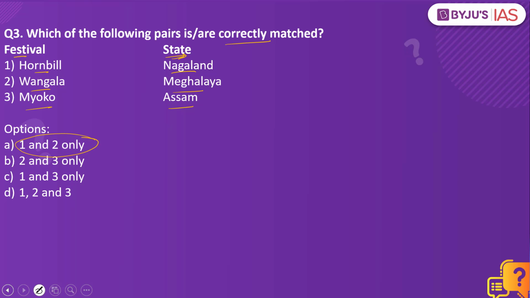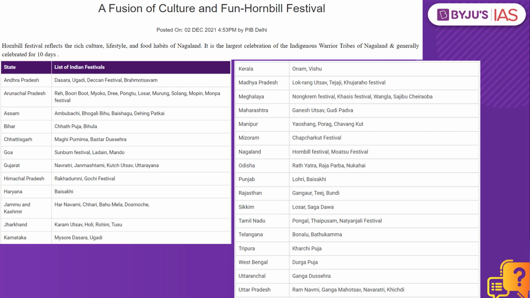Why have we taken this practice question? Because this article on the PIB makes a mention of the Hornbill Festival. The Hornbill Festival is celebrated in the state of Nagaland. Nagaland is known as the land of festivals. Why? Because each tribe celebrates its own festival with a lot of dedication and passion, which is why Nagaland is known as the land of festivals.